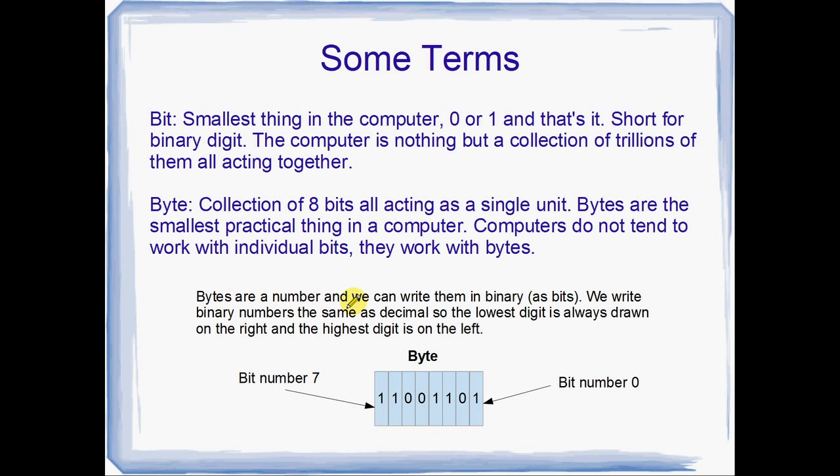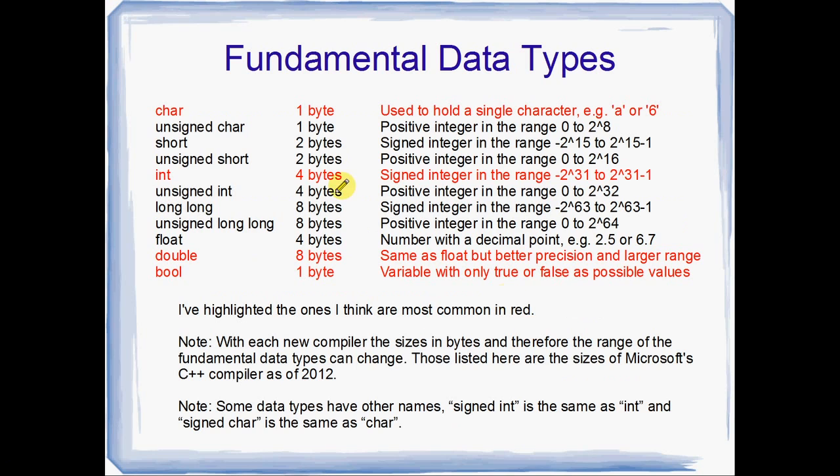Bytes are a number, and we can write them in binary as bits. We write binary numbers the same as decimal. We're not going to go into binary just at the moment, but this might be what a byte looks like. So we usually write 8 bits out, and the lowest bit, or the ones column, just as in base 10 or decimal, the way that we count, is the first digit, so that actually means a 1 just there. And this 1 just here in the third box, or bit number 2, would indicate 4. Anyway, a byte is 8 bits.